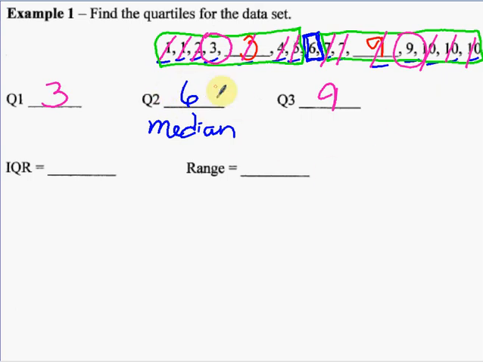So all of the quartiles represent medians. Q2 is the median of the data set. Q1 is the median of the lower half. And Q3 is the median of the upper half. And that's how we eventually separate our numbers into 4 groups.